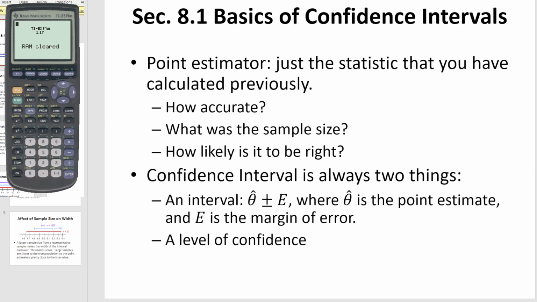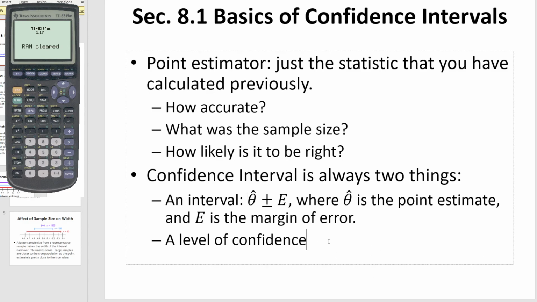A confidence interval is where you have an interval surrounding your parameter, and this interval has a chance of being a true statement. In general, a confidence interval looks like this. It looks like an interval theta hat plus or minus capital E, where theta hat is the point estimator and E is a margin of error term that's added and subtracted from this point estimator, thus creating an interval.